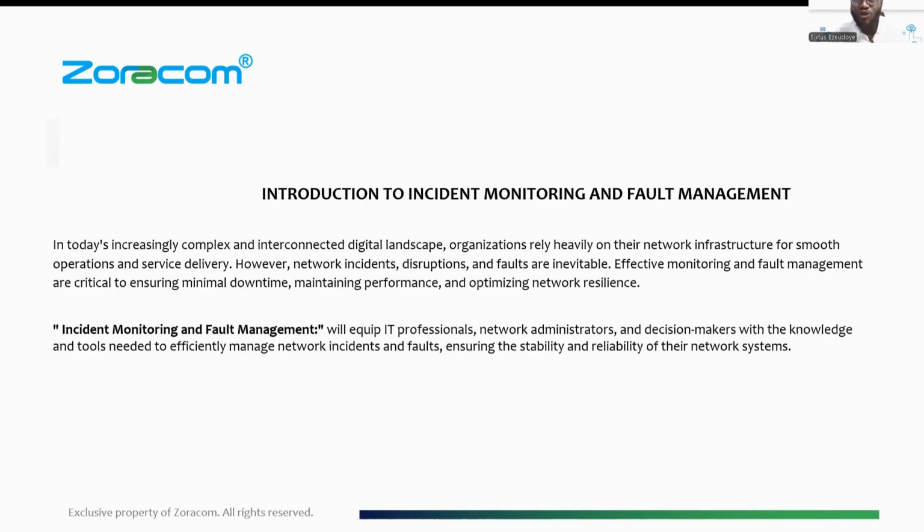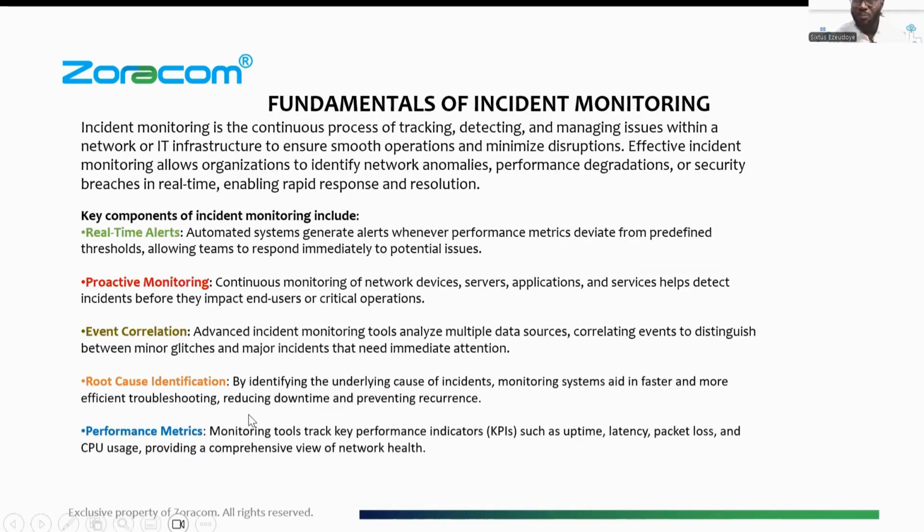This topic, however, also equips IT professionals, network administrators, and decision makers with the knowledge and tools needed to efficiently manage network incidents and faults, thereby ensuring stability and reliability of their network systems. So having this in mind, we'll go straight to the key components of incident monitoring. There are 5 key components, and I would like to remind us that incident monitoring, once again, is the continuous process of tracking, detecting, and managing issues within the network or IT infrastructure to ensure smooth operations and minimize disruptions.